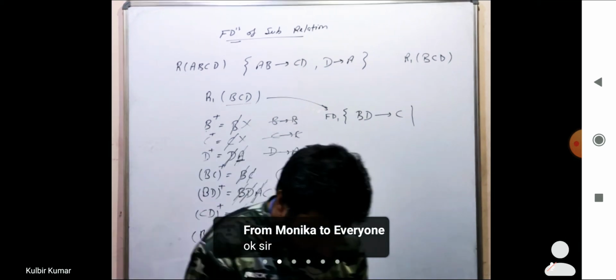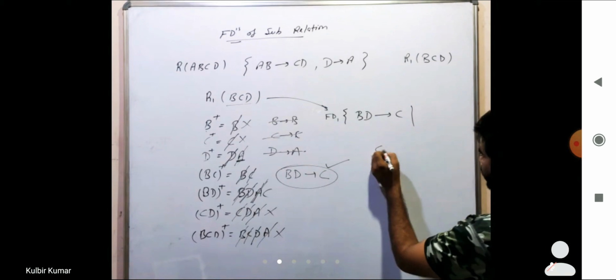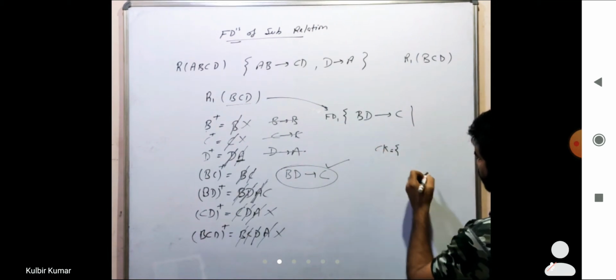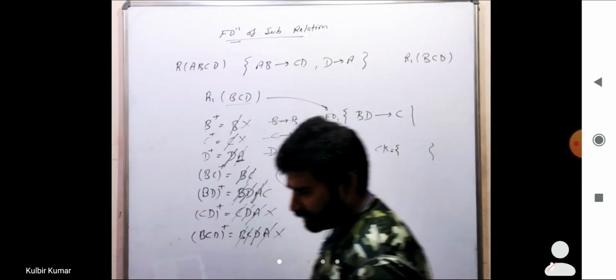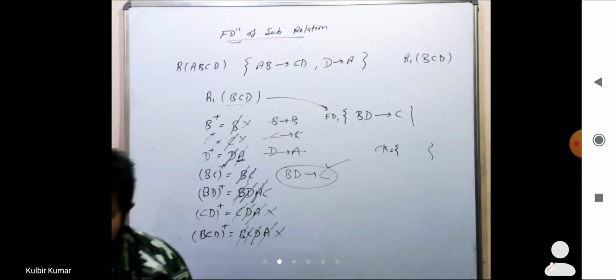Fine. So next thing, now tell me what will be the candidate key for relation R1? What will be the candidate key for the relation R1, or we can say sub-relation R1? What will be the candidate key for the sub-relation R1?